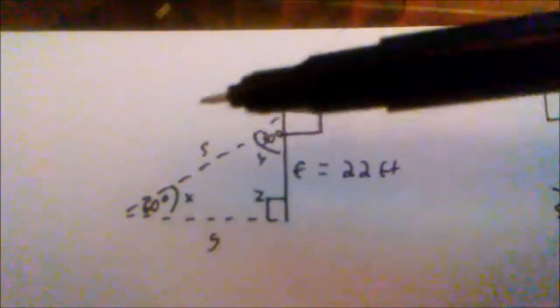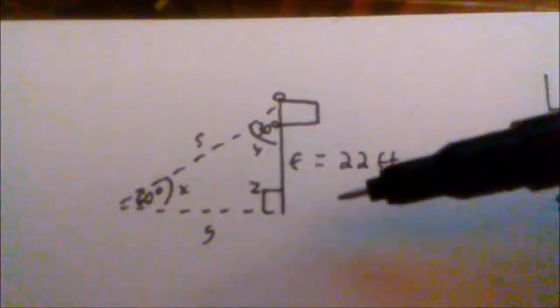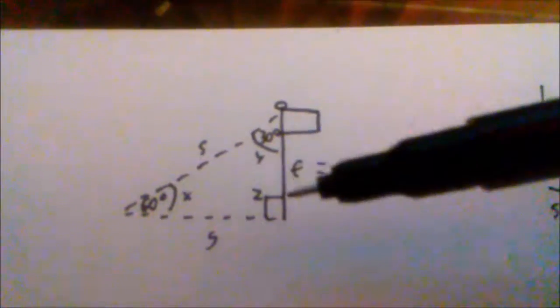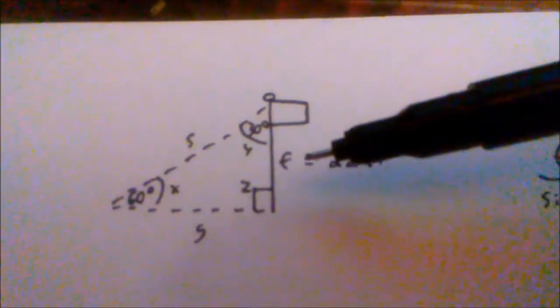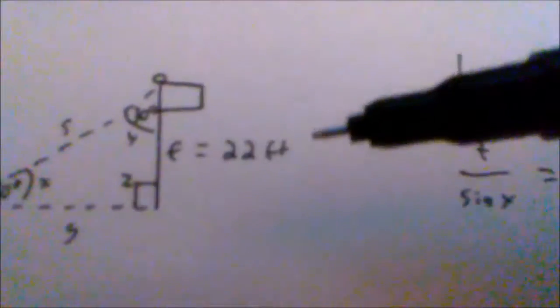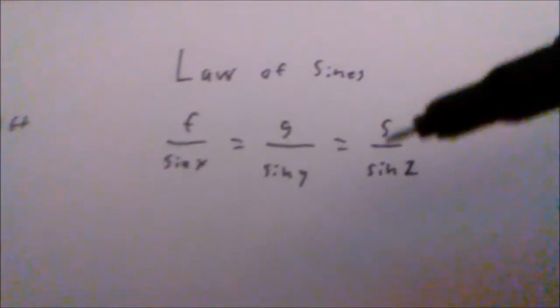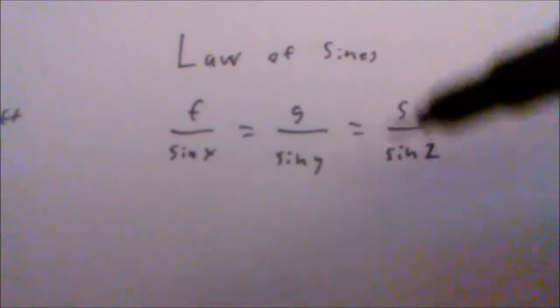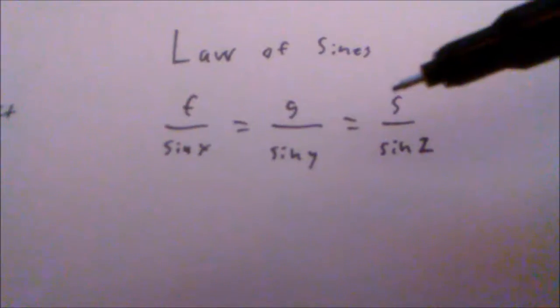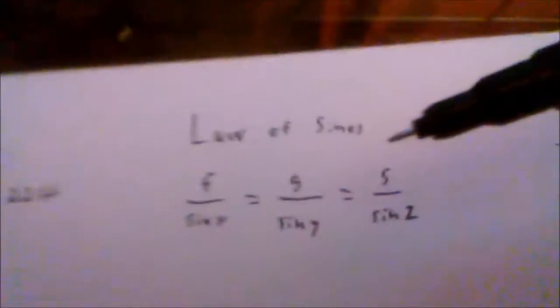We have measured that the degree of the angle X is 60 degrees, and the length of F is 22 feet. So since we have this 60, this 90, and this F at 22, we can use the law of sines here, this one and this one specifically, to figure out what S is.